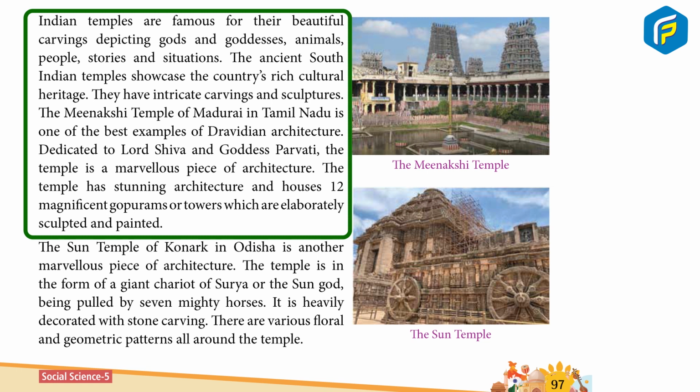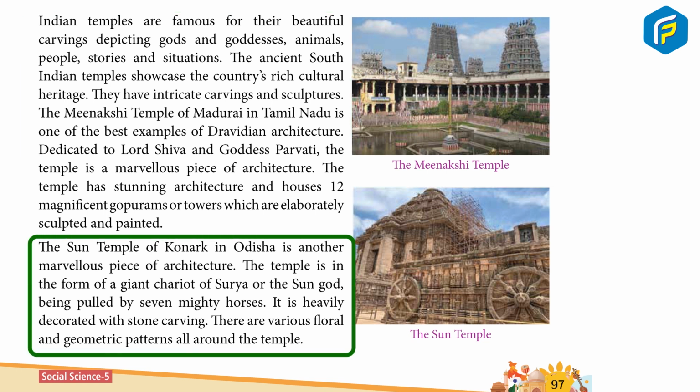The Meenakshi Temple of Madurai in Tamil Nadu is one of the best examples of Dravidian architecture, dedicated to Lord Shiva and Goddess Parvati. The temple is a marvelous piece of architecture. The temple has stunning architecture and houses 12 magnificent gopurams or towers which are elaborately sculpted and painted.